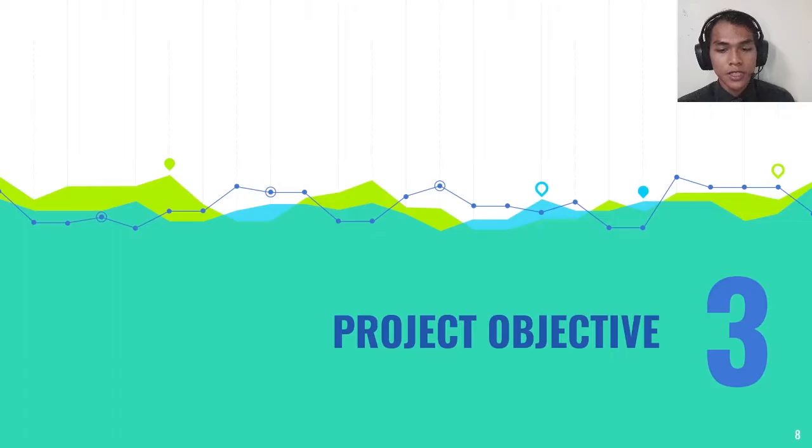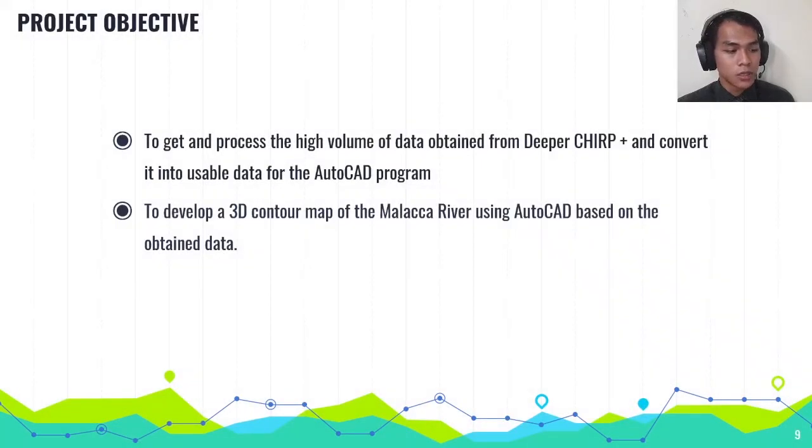Number 3, project objective. Project objective number 1 is to get and process the high volume of data obtained from Departure Plus and convert it into usable data for the AutoCAD program. Number 2 is to develop a 3D contour map of the Malacca River using AutoCAD based on the obtained data.